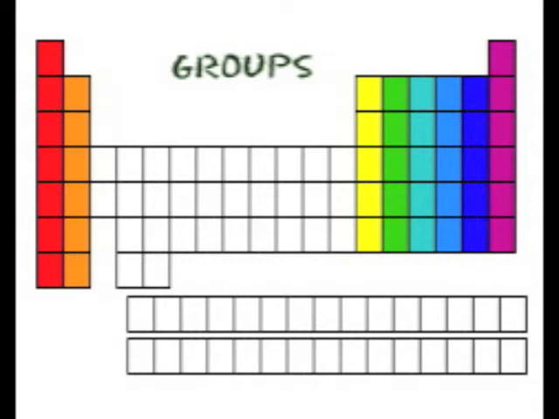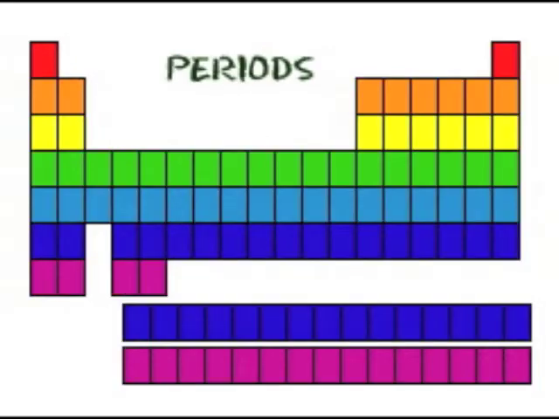The elements in a group have the same number of electrons in their outer orbital. When reading the periodic table of elements from the top to the bottom of each individual column, it is called a group. And when reading a row from the left to the right, it is called a period.